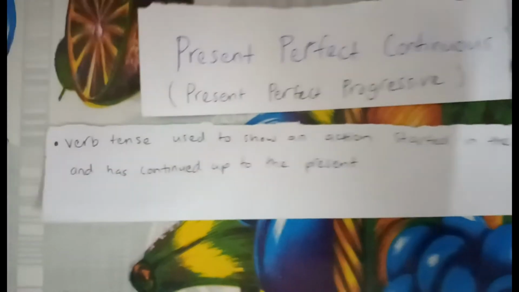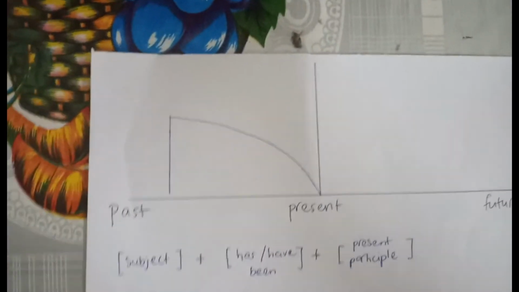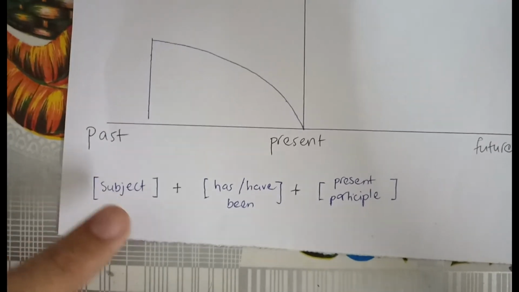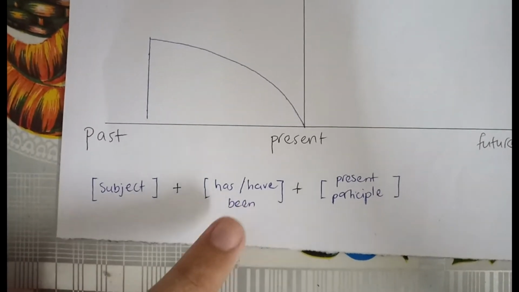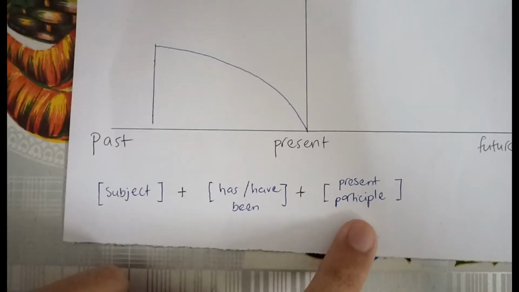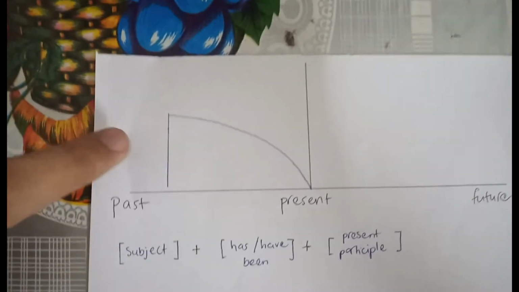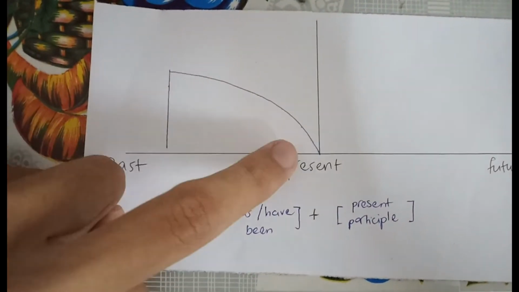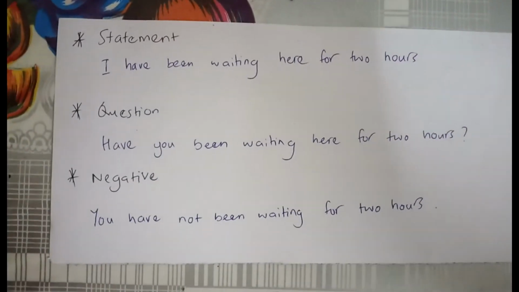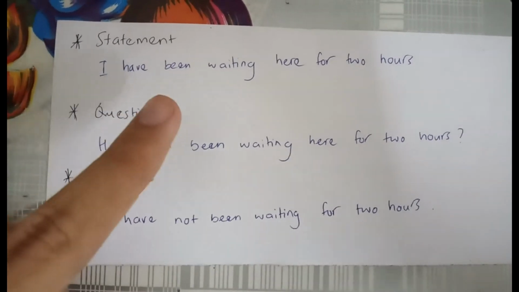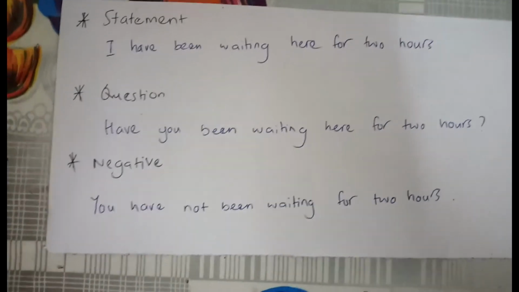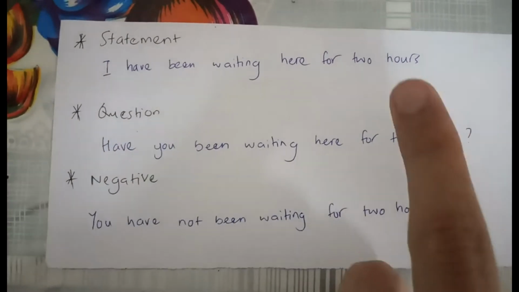Now, what does this mean? Based on this diagram, present perfect continuous tense has the subject plus the auxiliary verb has or have, plus been, plus the present participle. Now, this shows an action that has been done in the past and has continued up to the present. A few examples of present perfect continuous tense sentences are a statement, I have been waiting here for 2 hours, indicating that the person has been waiting in the past and up until the present for 2 hours.